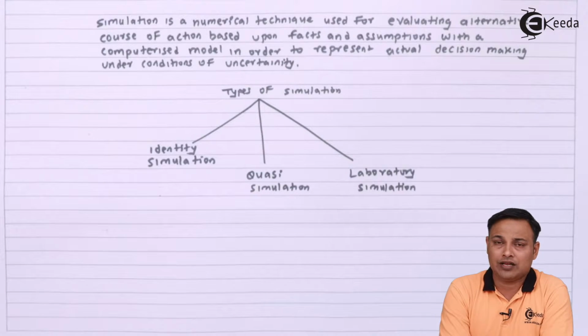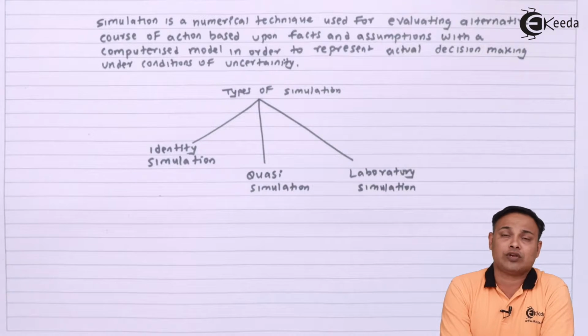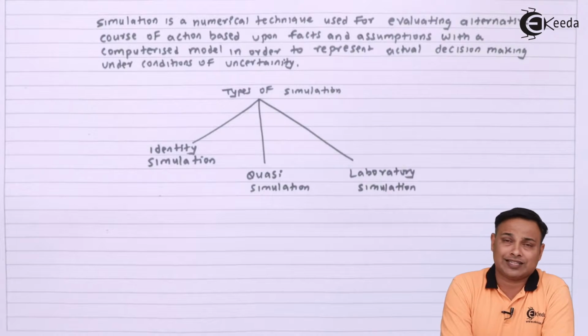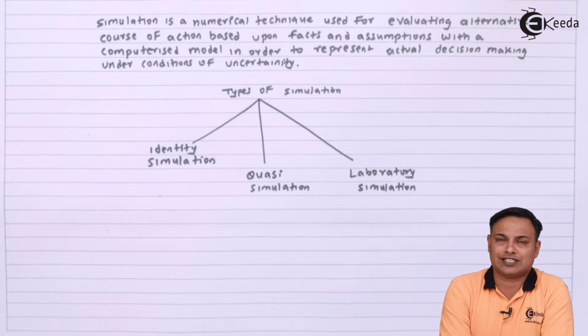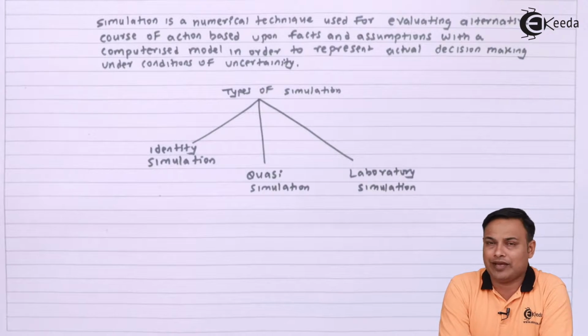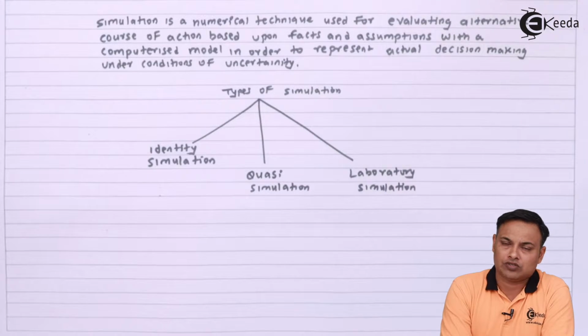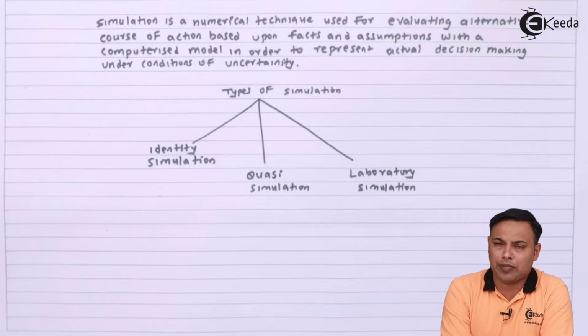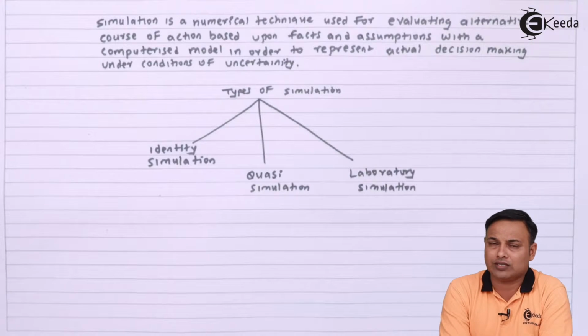In the same manner, simulating the attendance of a particular school or a college can be called identity simulation, because you are simulating the data of the whole organization. On the other hand, if you are simulating only the attendance of a particular one, TY BSc or TY BCom or TY BMS, then it will become a quasi simulation. So quasi is something that is in part and not the whole system.